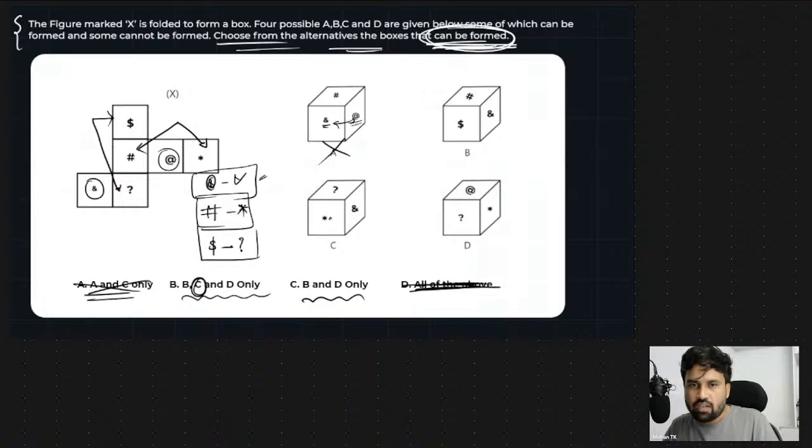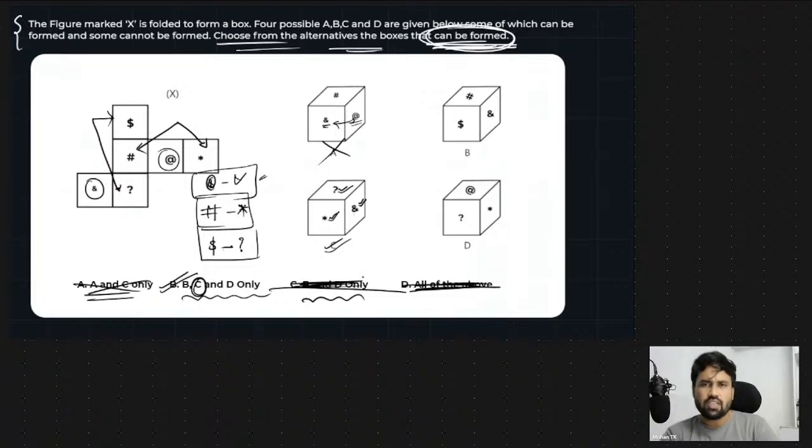It is not there, so it is valid. The question mark's opposite is the dollar, but it is not there, so it is also valid. So if two faces are valid, the third face will automatically be valid. So option C is a valid cube. Option B is your answer.